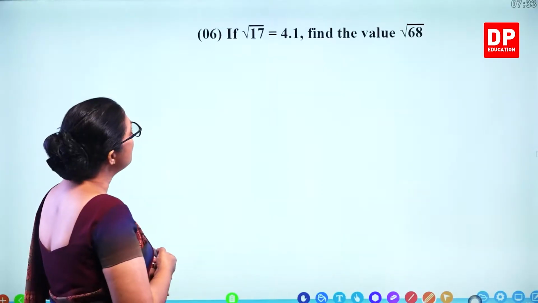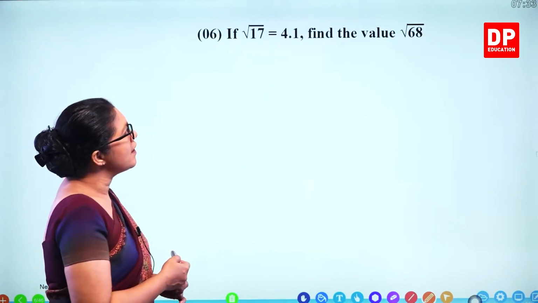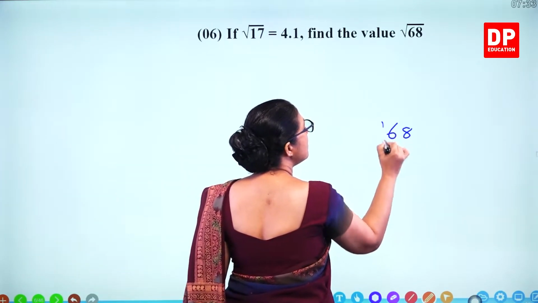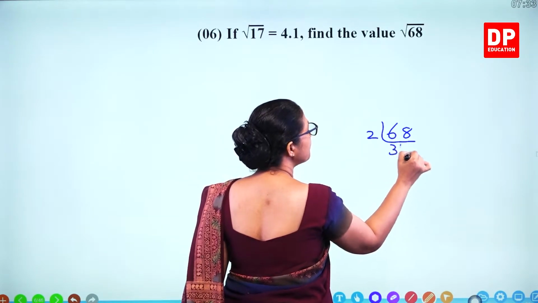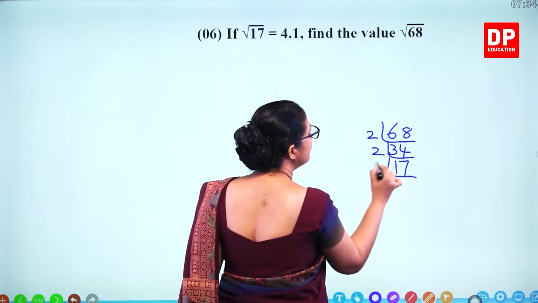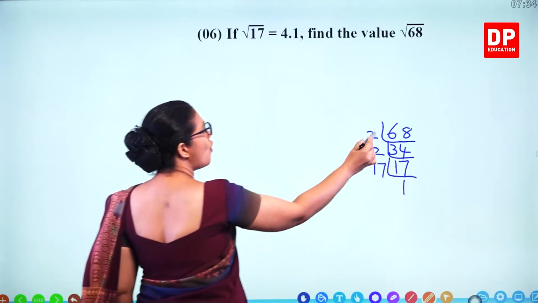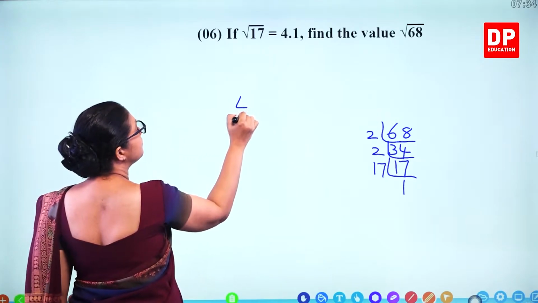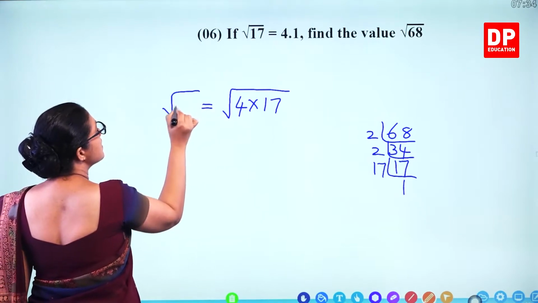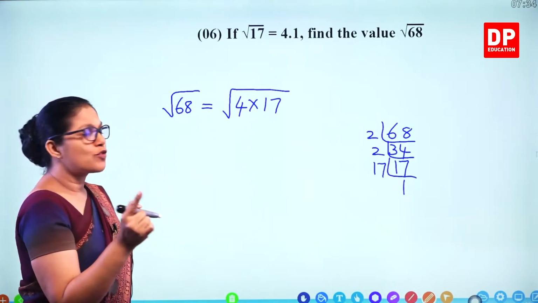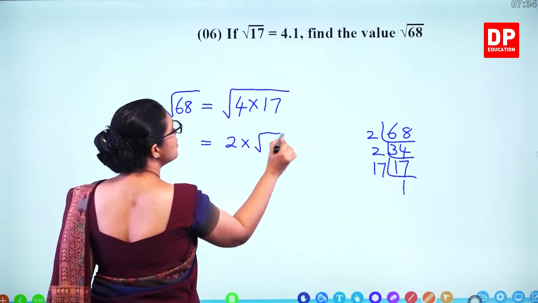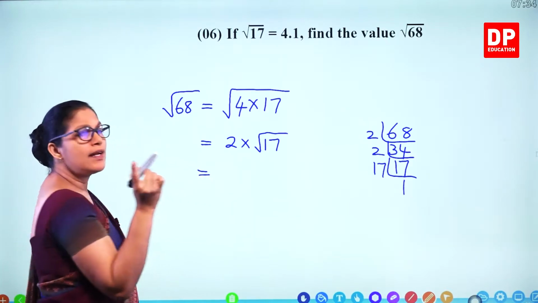Question number 6. If root 17 is 4.1, find the value of root 68. So what's 68? Divide by 2. Divide by 2 again. So 4 times 17 is 68, root 68. So we can take the square root separately. Root 4 means 2. 2 times root 17. Now you can write down the value.